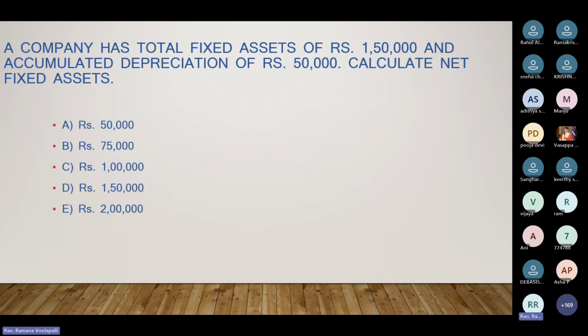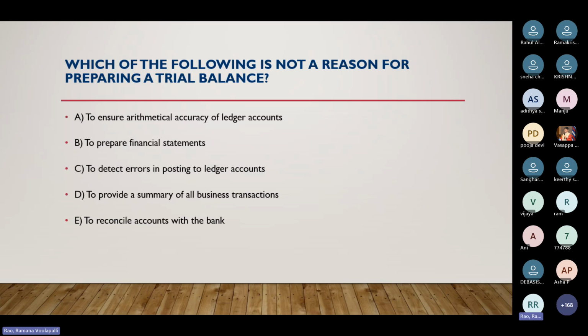Give me this. A company has total fixed assets of 150, accumulated depreciation this, calculate net fixed assets. Easy question. The formula for net fixed assets or net block is fixed assets minus depreciation. All people will give the correct answer. Simple question, I have also kept that so that it will give you confidence and the concept will be clear. Which of the following is not a reason for preparing a trial balance? Tell me, which of the following is not a reason for preparing a trial balance? Why am I not making the trial balance?